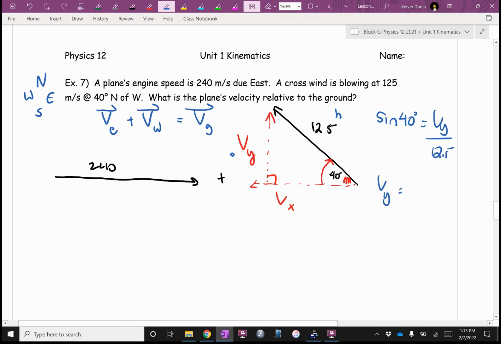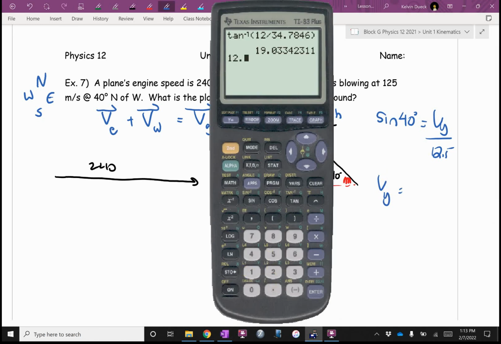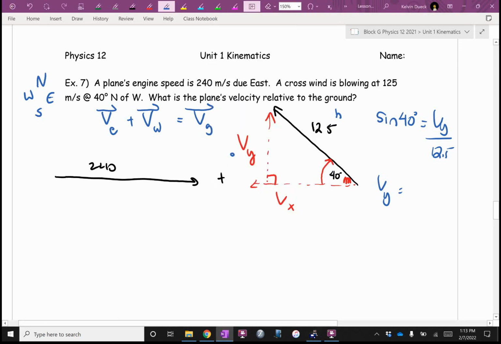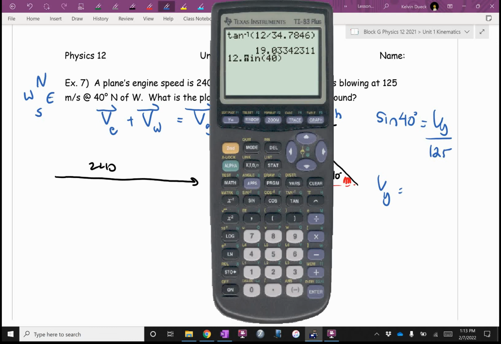Vy is going to be 12.5 sine 40. Oh, I missed the 0.5, Mr. Duick. 12.5, 125. Mr. Duick, you missed the decimal as well. Wow, you really botched that. 125 sine 40. And I get the vertical component.